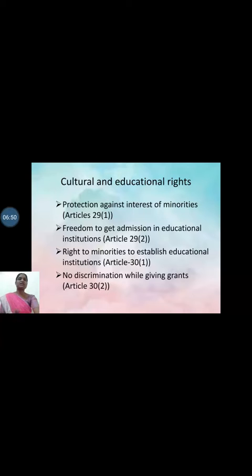Yes, it means the right to conserve their culture, language and script, and also freedom to get admission in educational institutions, that is described in the same article part 2. Okay, the next one, right of minorities to establish educational institutions, that is described in Article 30 part 1. It means all religious and linguistic minorities have the right to establish and administer educational institutions of their own wish.